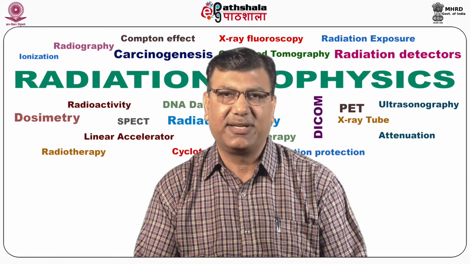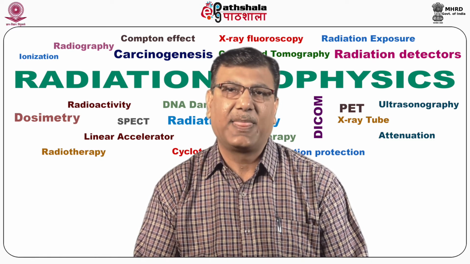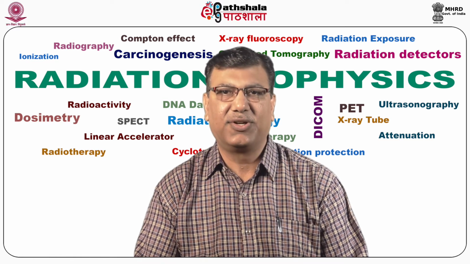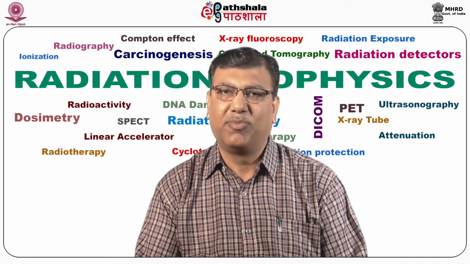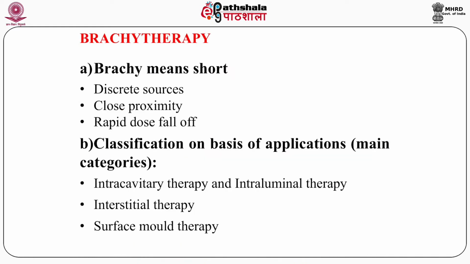is 100 centimeters. In brachytherapy, the source is very near, on the surface, or inside the body. Brachytherapy means short distance, discrete sources, close proximity, rapid dose fall off. The advantage of brachytherapy here is that the dose delivered is very high in the vicinity of the source, and the dose falls off very rapidly with distance.